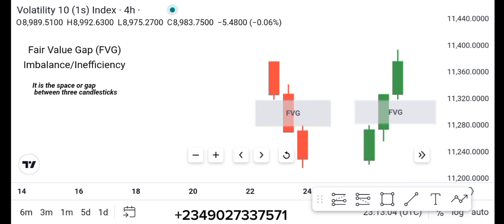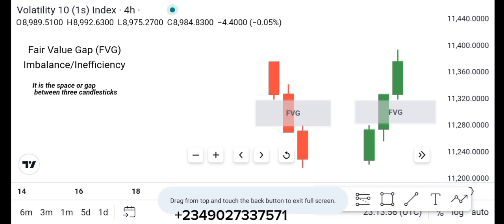So this fair value gap must be on that zone. We will cover it on the live chat. So let me recap. A fair value gap is the space or gap between three candles. You can see we have the first candle, second candle, and third candle, and there is a space between them. The wicks or shadows of the candles are not touching each other, leaving space.